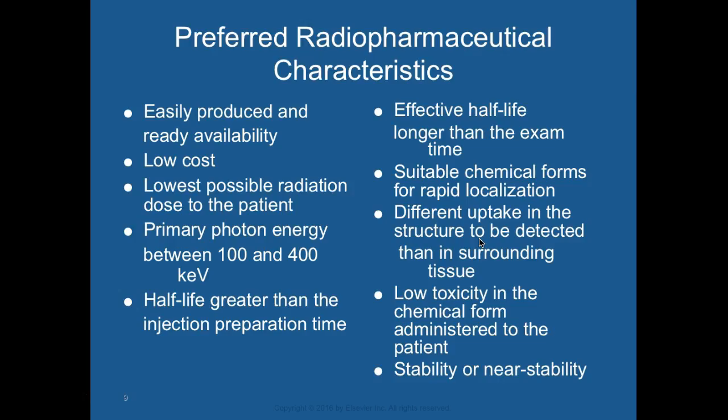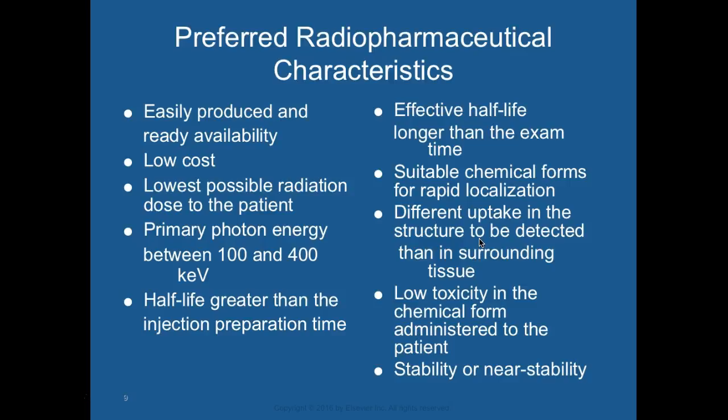So, preferred radiopharmaceutical characteristics. They're easily produced and readily available, and that's changing with the nuclear power plants. They're not as easily found, or there are shortages that come and go. They're low cost, and it's the lowest possible radiation dose to the patient. The primary photon energy is between 100 and 400 keV. The half-life is greater than the injection prep time typically. That's not true in all cases.